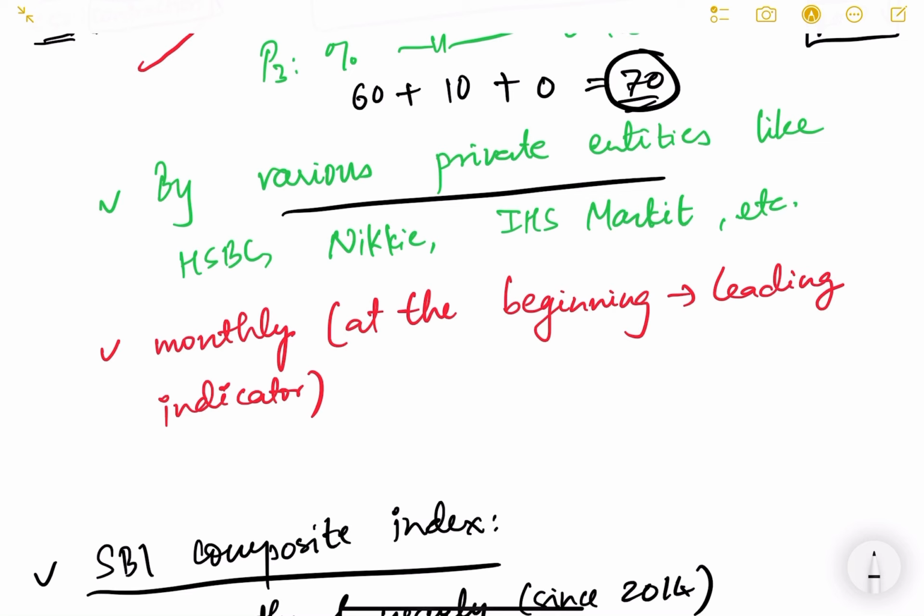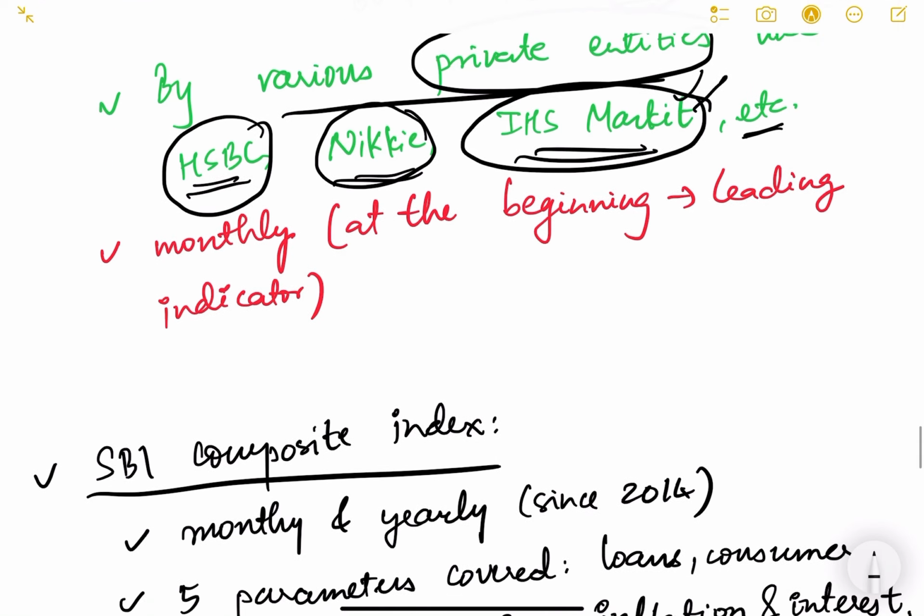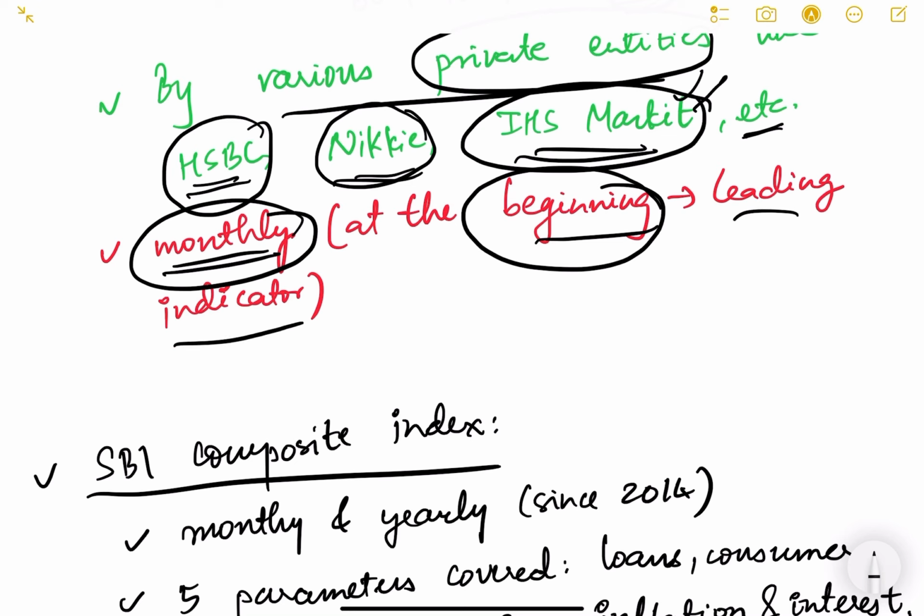PMI is calculated by various private entities such as HSBC, Nikkei, IHS Market. This is the most famous one, etc. So these are the different private companies who calculate the purchasing managers index for India. Again, purchasing manager index is a monthly indicator. It is done at the beginning of every month, and it is a leading indicator because it shows what is going to happen in the economy.